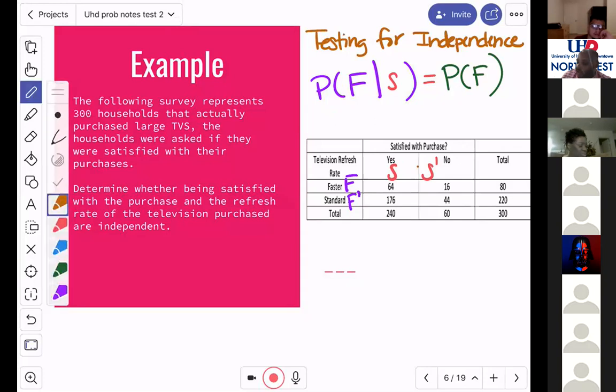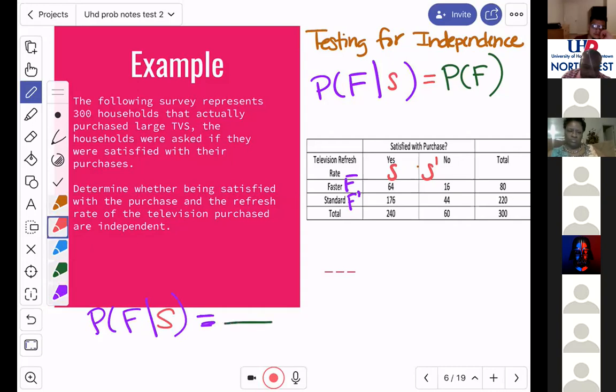So let's calculate this. The probability of finding a faster rate person, given that they were satisfied with their TV. Remember, this is a conditional probability. So the first thing we're going to do is set the denominator. How many people am I interested in here? The satisfied people. Here is the condition, the restriction that I'm interested in. So I'm interested only in these satisfied people.